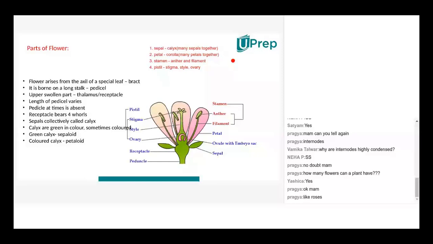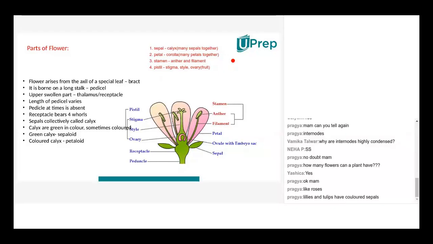Teacher, I didn't understand the fourth. Ma'am, ovary converts into fruit. Very good. Ovary converts to fruit. Excellent. After fertilization happens, ovary converts to fruit and ovules convert to seeds. Excellent. Who had a question? Please ask. Any doubt in these 4 whorls? No, ma'am. Okay.